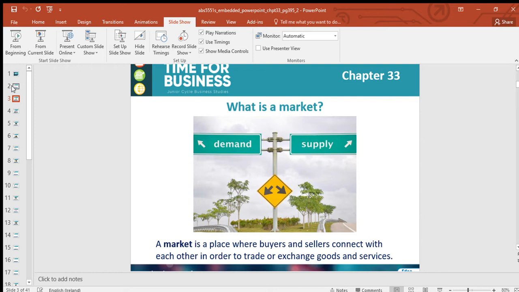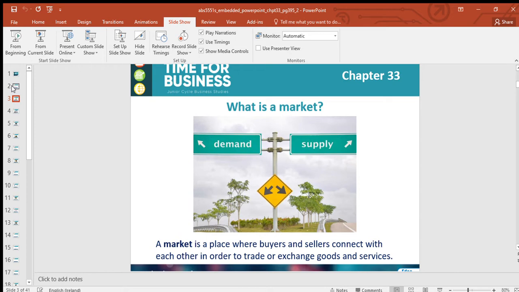A market's a place where buyers and sellers connect with each other in order to trade or exchange goods and services. Now there's a number of slides that I'm going to need you to take down, and this is one of them. I would suggest doing this at the end rather than pausing and playing constantly. You can go back over at the end and just write down that slide number 3 needs to be taken down. So a market's basically where buyers and sellers meet in order to exchange goods and services. The most common example would be your shop, but we'll look at it now.